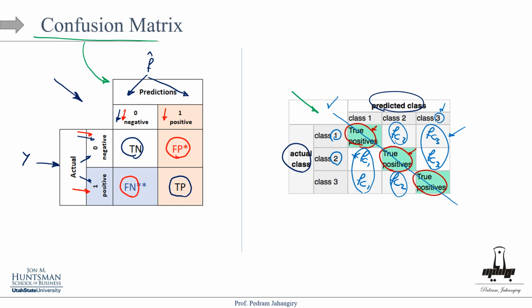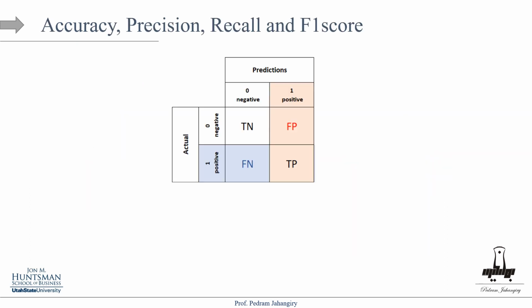Now with that, let's go and review some of the most common performance metrics used for 2 class classification. All right. Let's start with the most intuitive performance metrics that we can think of. We have 4 numbers. We know 2 of them are good, true negative and true positive, and 2 of them are bad, false positive and false negative. The false ones are the misclassifications.